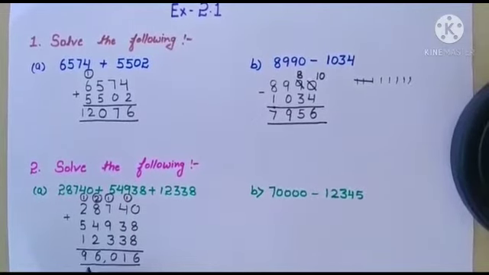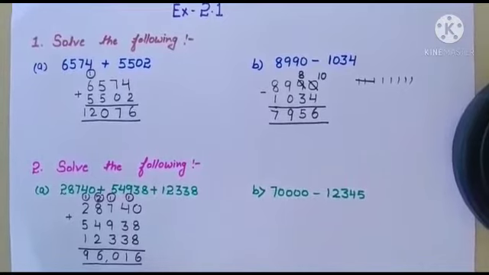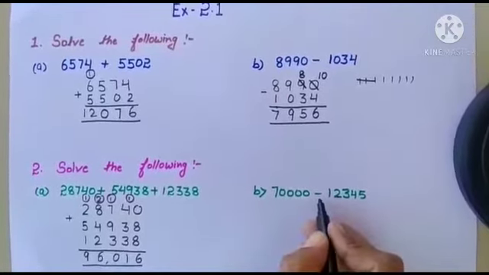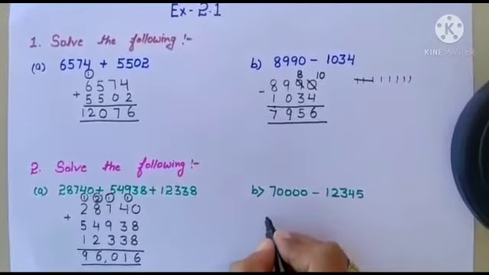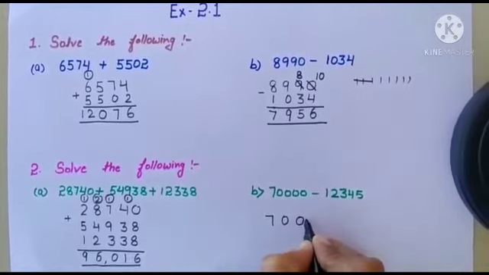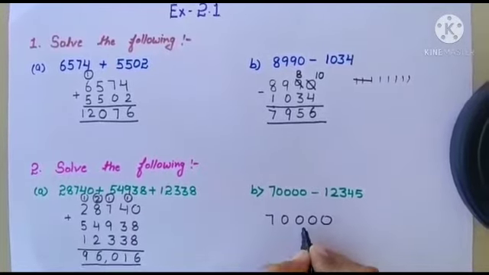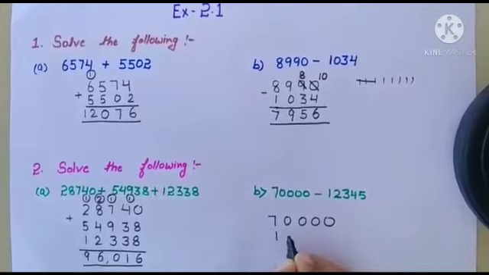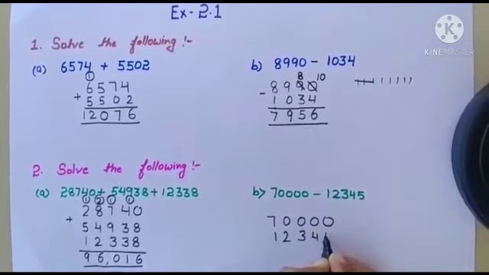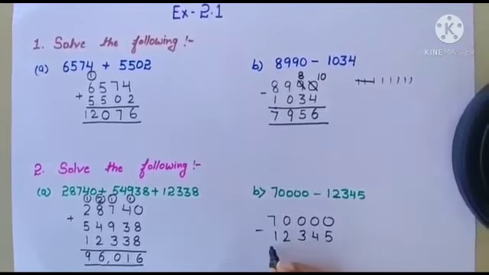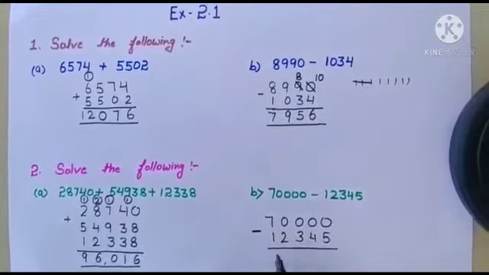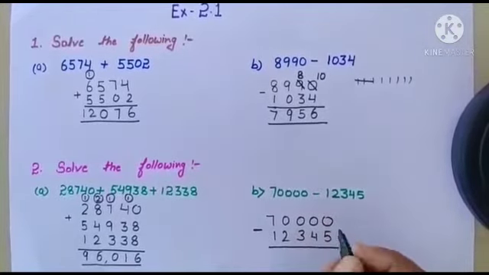So our answer will be 96,060. Here the sign is minus. So how will you do minus? You will write first 70,000. After that 1, 2, 3, 4, 5. Like this you have to put the minus sign because here is minus.